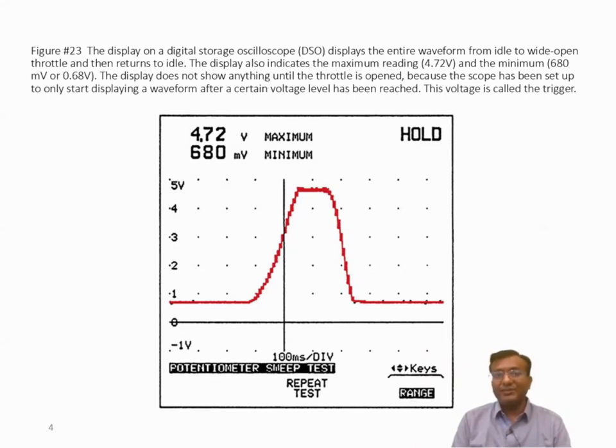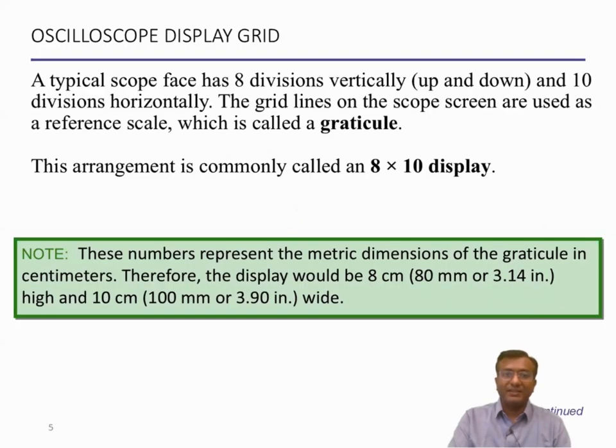And here also the display indicates the maximum reading of 4.72 volts and the minimum of 680 millivolts. The display does not show anything until the throttle is open, because the scope has been set to only start displaying a waveform from a certain voltage that has been reached. So this voltage, the maximum voltage in this case, is considered as a trigger.